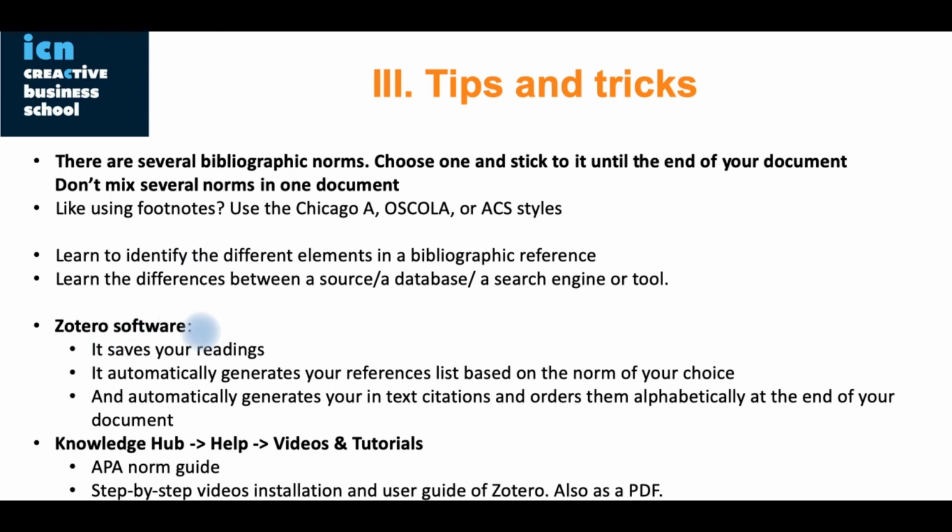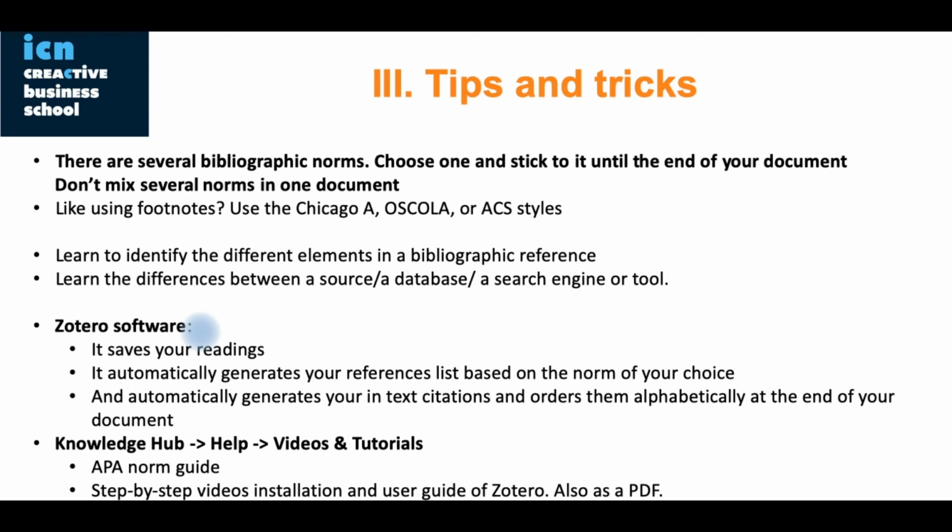Finally, a few words on Zotero, which is a bibliographic referencing software that works on just any machine. It saves your readings, automatically generates your references list based on the norm of your choice. So that's why it's important to use one and choose one. And Zotero will automatically generate your in-text citations. So that's the citations at the beginning of your document in the body of your text in short formats, as we've covered. And it will order those references alphabetically at the end of your document.